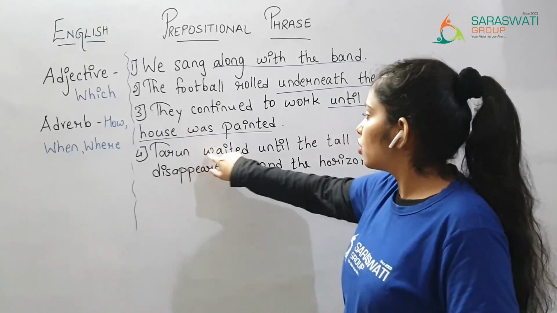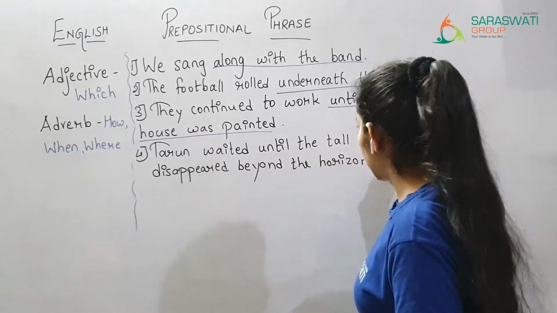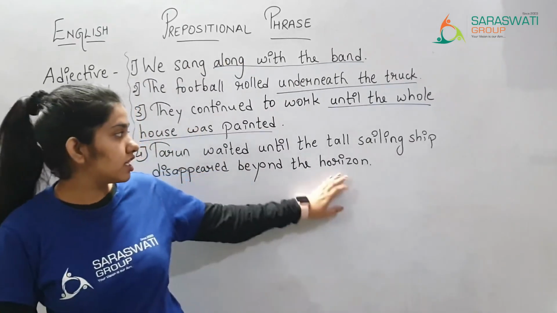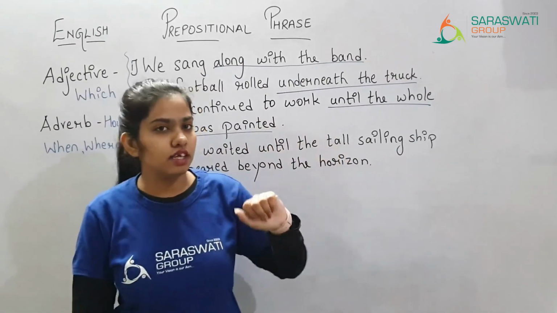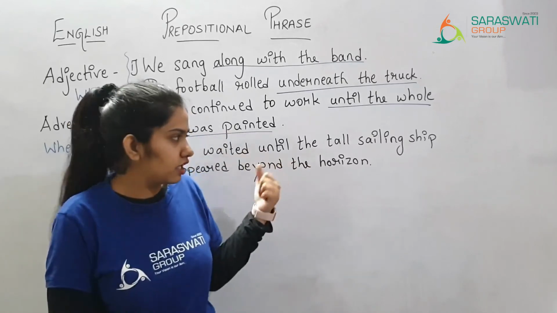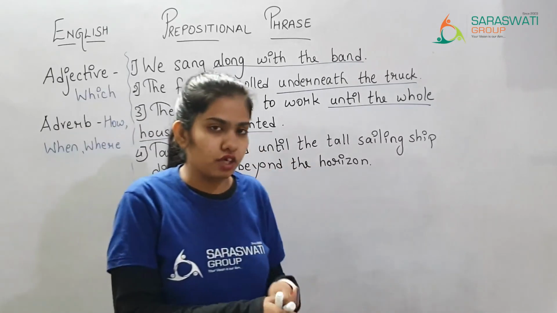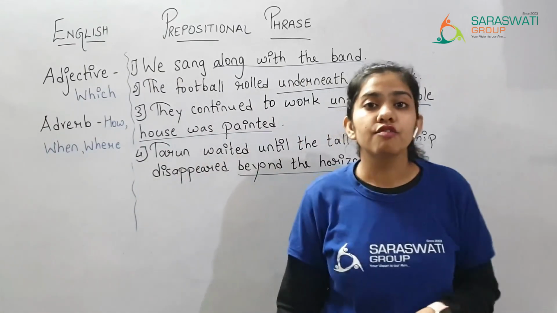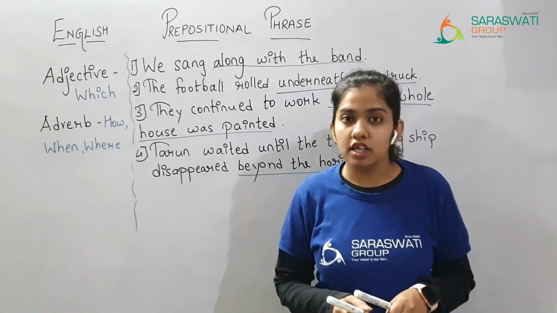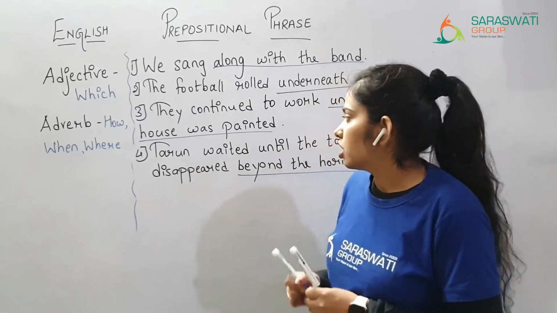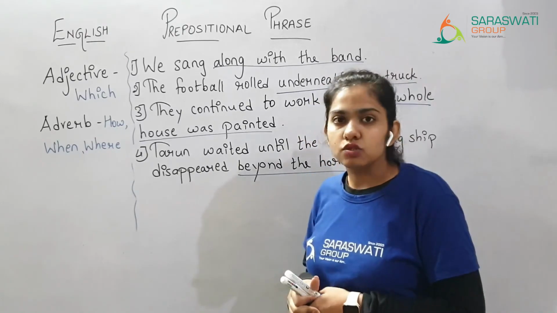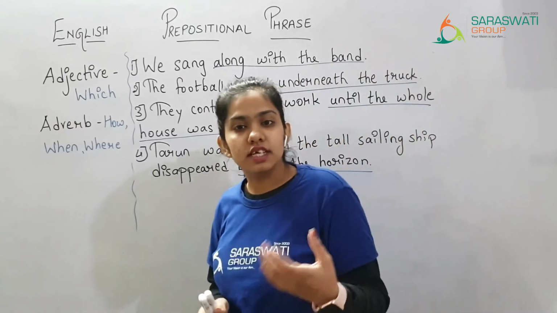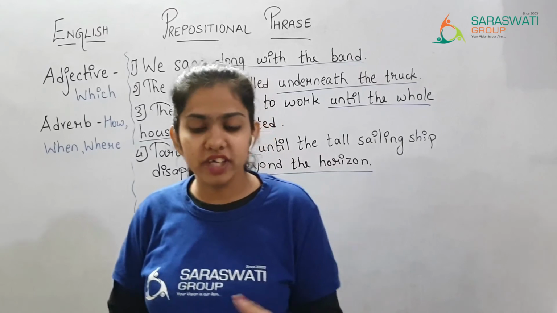Now fourth, Tarun waited until the tall sailing ship disappeared beyond the horizon. So beyond is the preposition over here, so beyond the horizon is our prepositional phrase. And over here, when did Tarun wait? You can answer that: beyond the horizon. So it acts as an adverb over here.